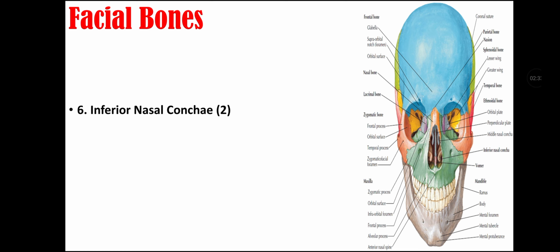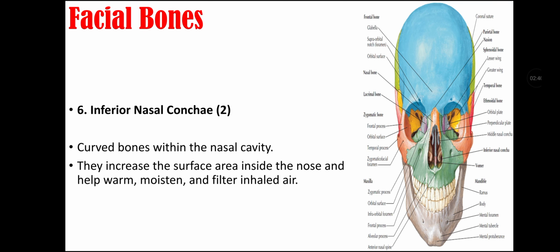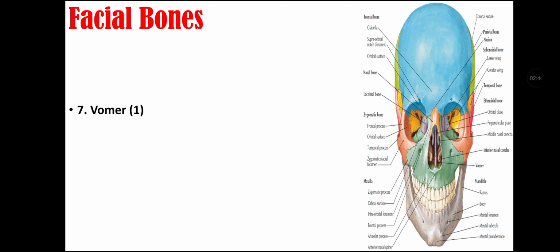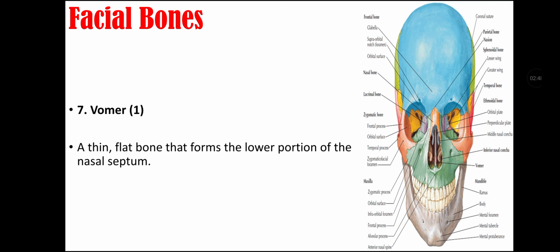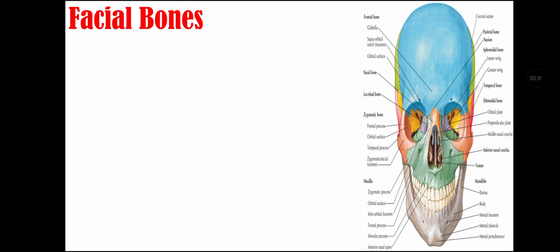Next facial bone we have is inferior nasal conchae, that are the curved bones within the nasal cavity. They increase the surface area inside the nose and help warm, moisten and filter inhaled air. Next facial bone we have is vomer. That is a thin flat bone that forms the lower portion of the nasal septum. It separates the two nasal cavities.